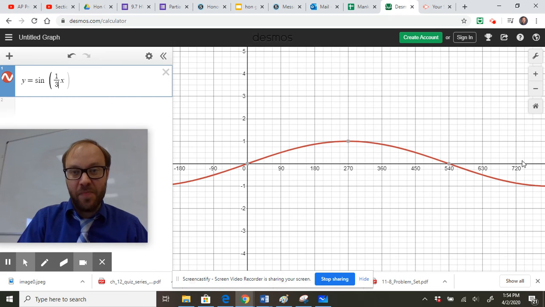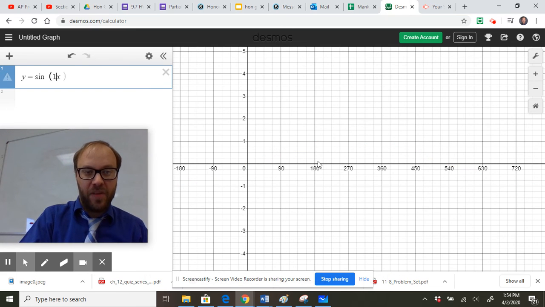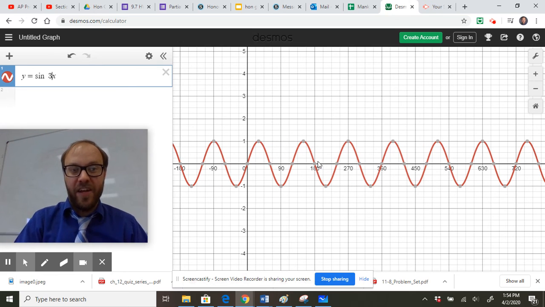So it turns out it's a pretty simple pattern. You can always divide 360 by whatever that multiplier is out in front of the x variable, and that's going to tell you the period. Or if you're working with radians, you can always divide 2 pi by whatever that multiplier is, and it'll give you the value as well.